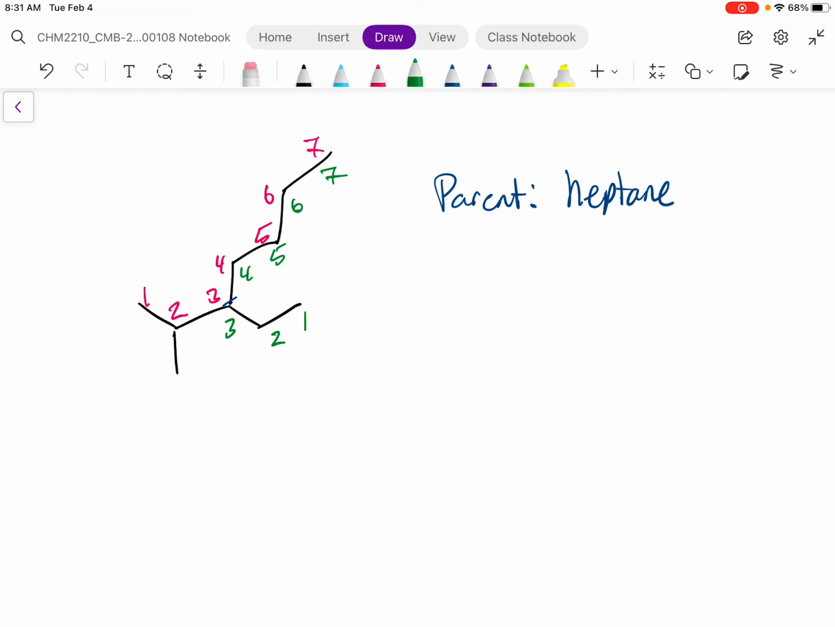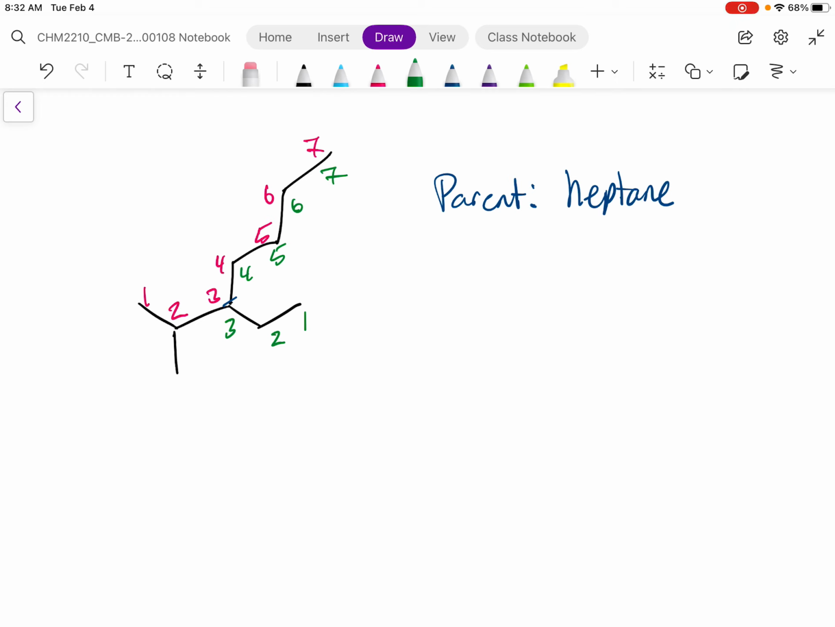The next rule says you're going to number the longest continuous chain in the order in which you bump into the first substituent with the lowest locant number. The locant numbers are those numbers that I've drawn up there. Those are saying the location. That's what the locant number means. Where's the location of the substituents? And we want to give the first substituent that we bump into the lowest number.